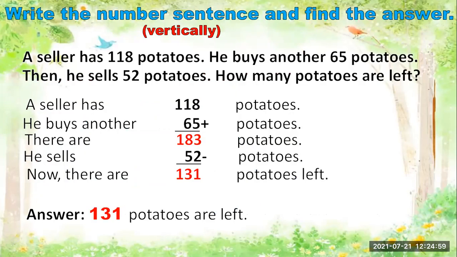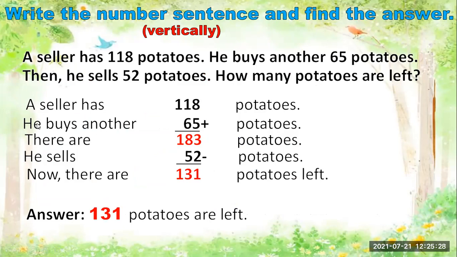So last time I gave you this example. A seller has 118 potatoes and he buys another 65 potatoes. Then he sells 52 potatoes. So how many potatoes are left? So we have read the question here. What have you understood in the problem? As you have seen here in the problem, it talks about potatoes, right? The number of potatoes. And here, what do we need to find out in this problem? It says here, how many potatoes are left? So we will find the number of potatoes that are left.